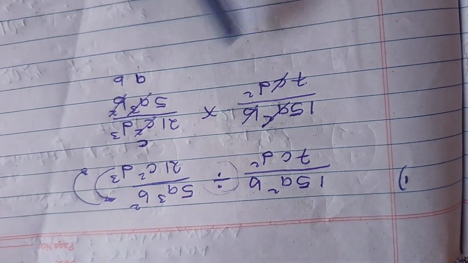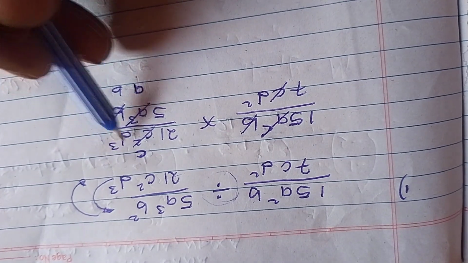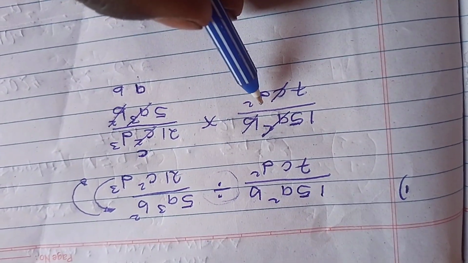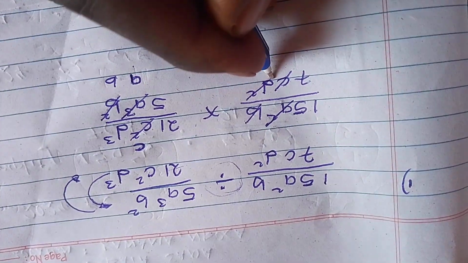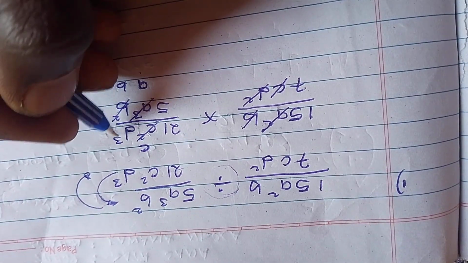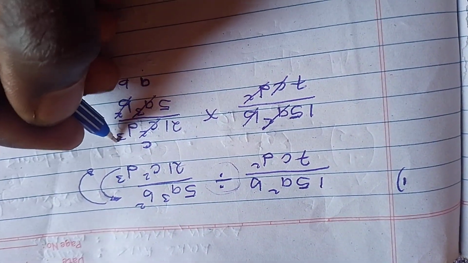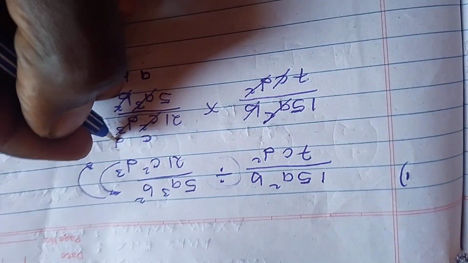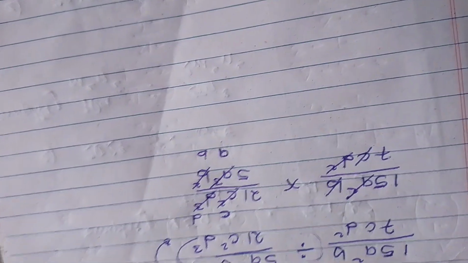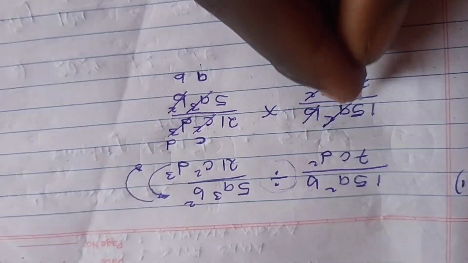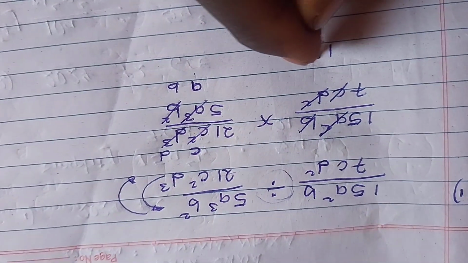Okay? Then we go to the next letter, we have d to the power 3 here and d to the power 2 there. So d to the power 2 will cancel. Then from the 3, when we cancel 2, we'll remain with 1. Okay? Then we try to rewrite now. What have we remained with here? We have remained with 5.